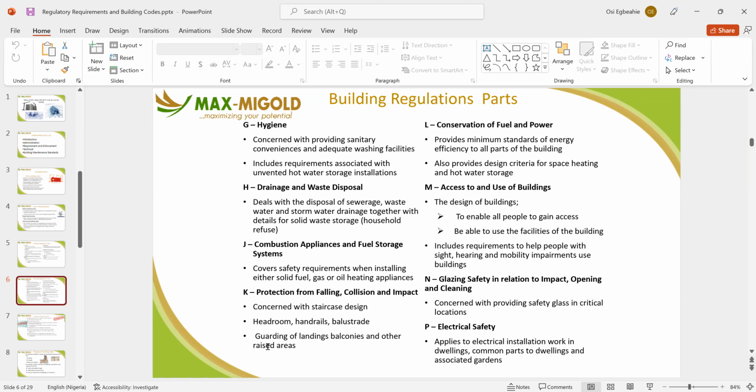Staircases have a standard in terms of how the staircases should be, the height of the riser and the tread, and also the landing. For Lagos State, the width of your staircase must be a minimum of 1.2 meters wide. 1.2 meters.